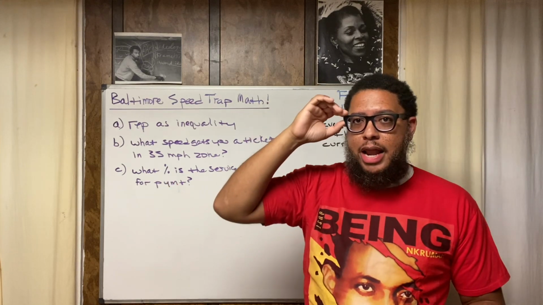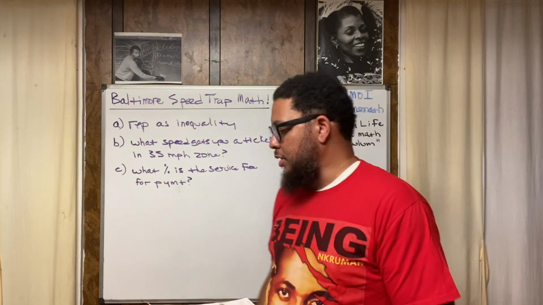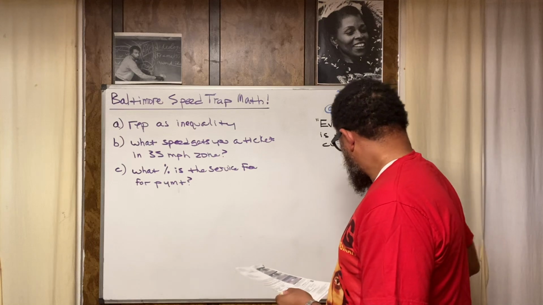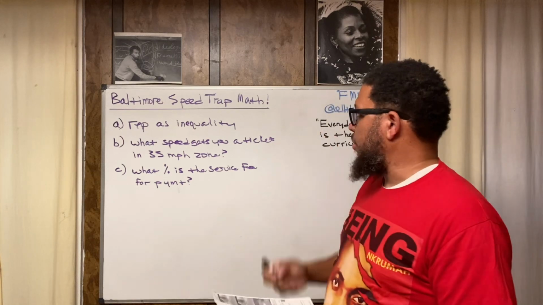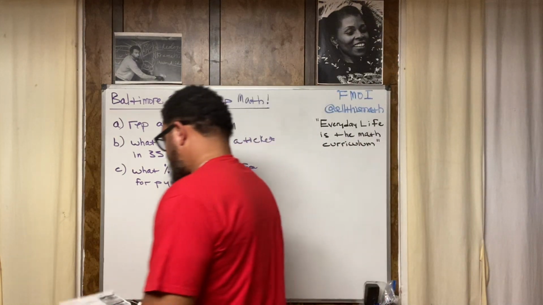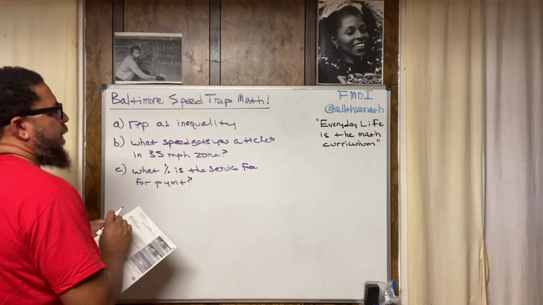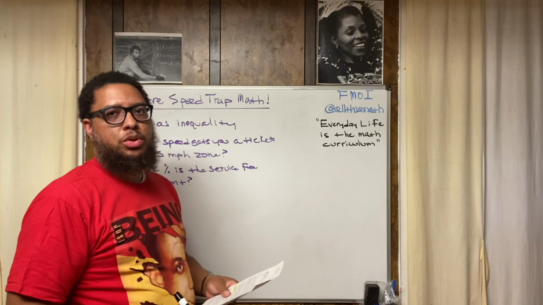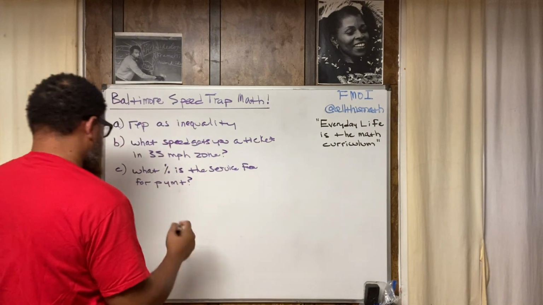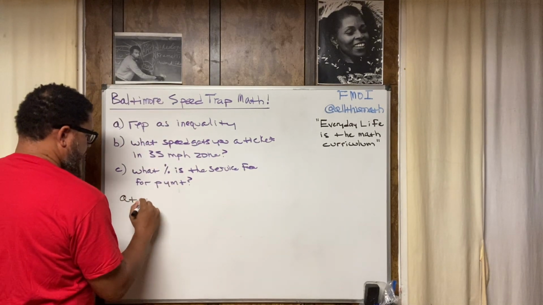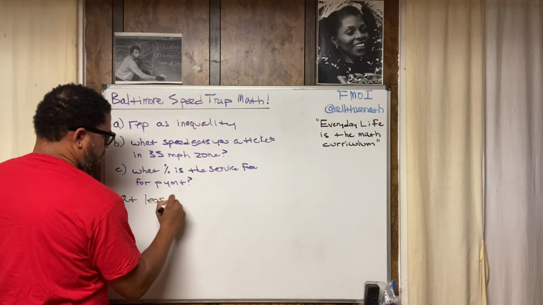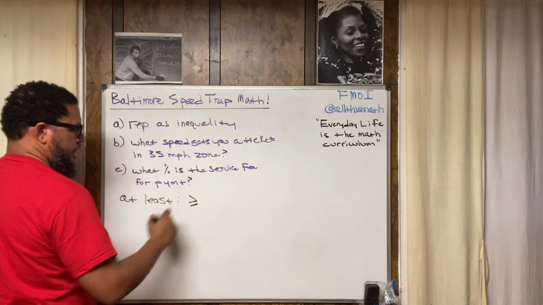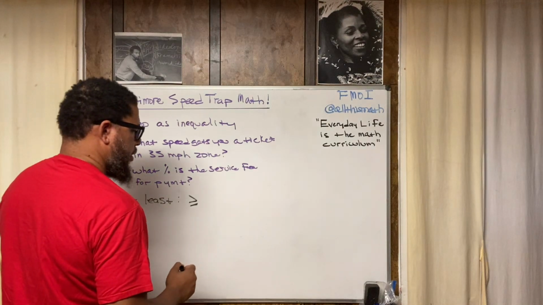At least 12 miles per hour. So in math and in algebra, when you see "at least," that represents an inequality. So let's write the inequality. I'm going to use this black marker. All right. So at least means greater than or equal to. Put this in your notes. At least, read from left to right, means this symbol. Greater than or equal to.